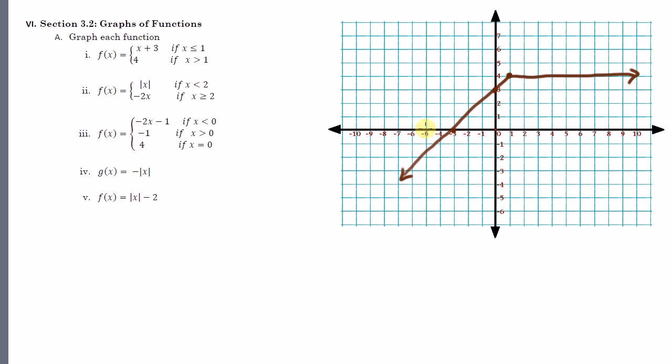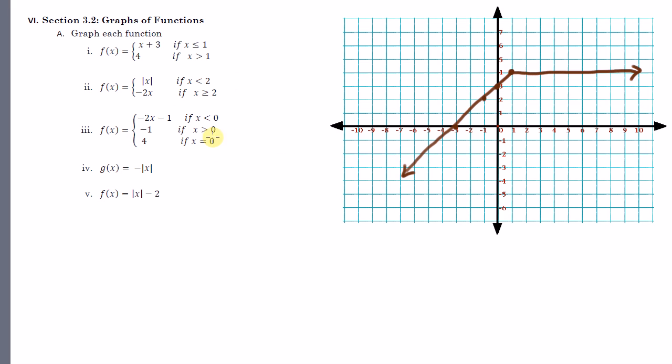Let's say when x is 7. So x is greater than 1, we use 4. So when I plug in 7, the f of 7 would be 4. So 7 goes to 4, that's good. F of -1. If I say -1, it's less than or equal to 1. So -1 plus 3 is 2. And I go up to 2, and there's the point. And like I said, my line's not very straight, but it's pretty close. All right.